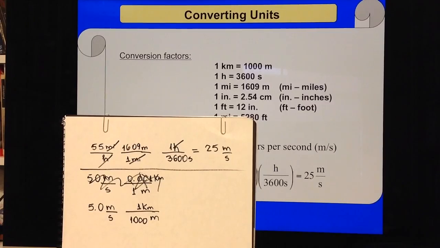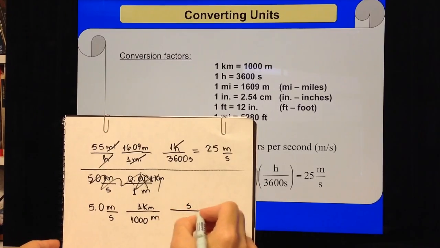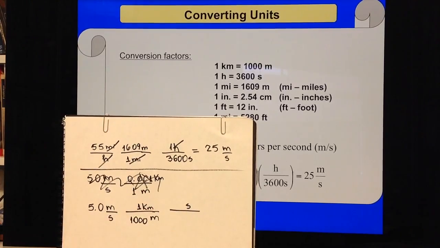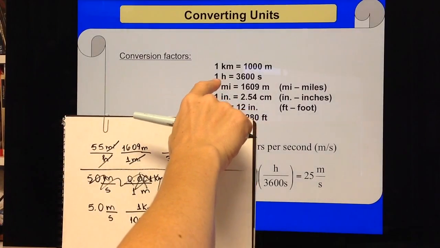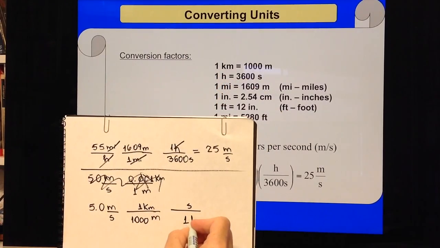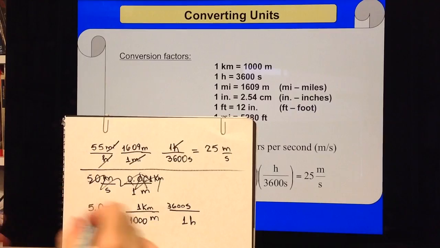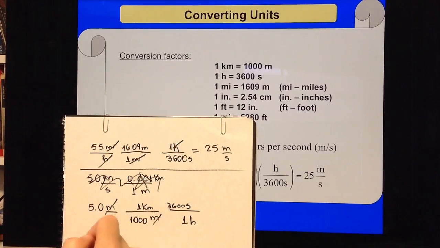Now let's also get rid of the seconds. How are we going to get rid of the seconds? So now I have to put the seconds on top, right? Because the second is appearing below, I want it on top. And I want hour to show up. Let me look at my conversion. I know that 1 hour is 3,600 seconds. So I'm going to put 1 hour here, which is equal to 3,600 seconds. And now I'm happy because now I can get rid of the meters. I can get rid of the seconds, and I'll get my answer in kilometers per hour.